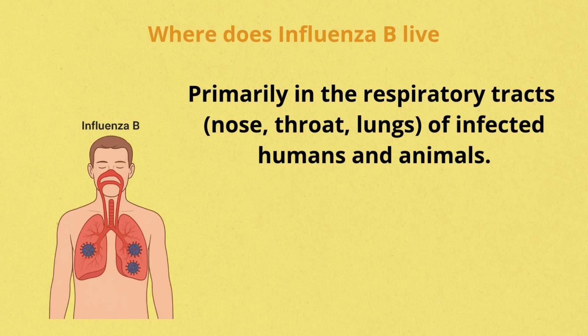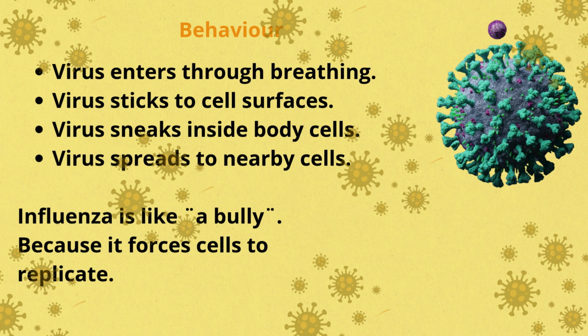Influenza B lives primarily in the respiratory tract, which includes the nose, throat, and lungs of infected humans and animals. First, the virus enters through breathing. After that, the virus sticks to cell surfaces and proceeds by sneaking inside them. Then the virus spreads to nearby cells and forces them to replicate.